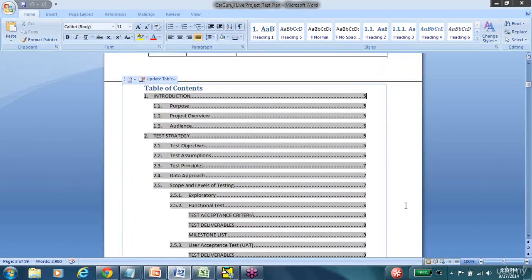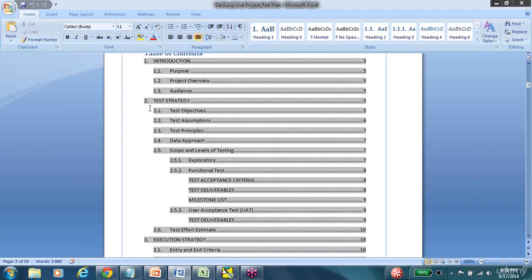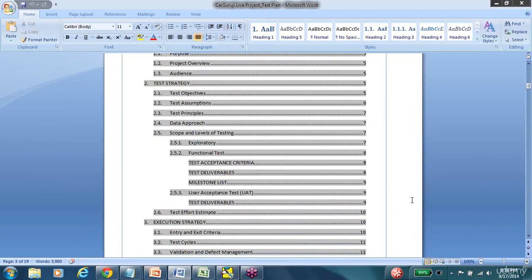It's very, very insightful. For example, you see here, this document will discuss what is the purpose of the document, what is the overview of the project, and who are the audience. And then next comes the test strategy. So there were plenty of questions on what test strategy is, how do we develop it, do you need experience in this, so on and so forth.